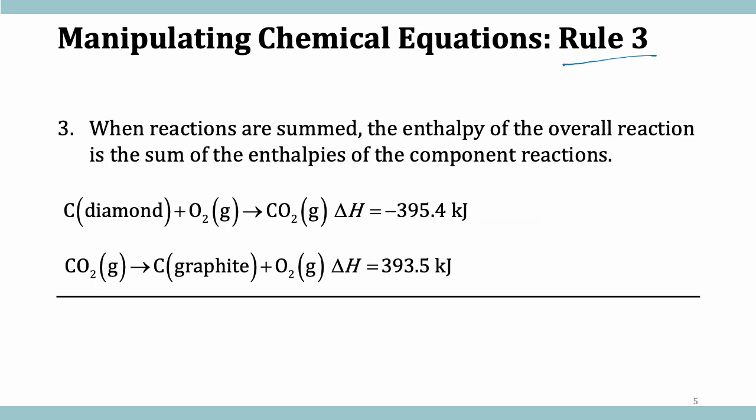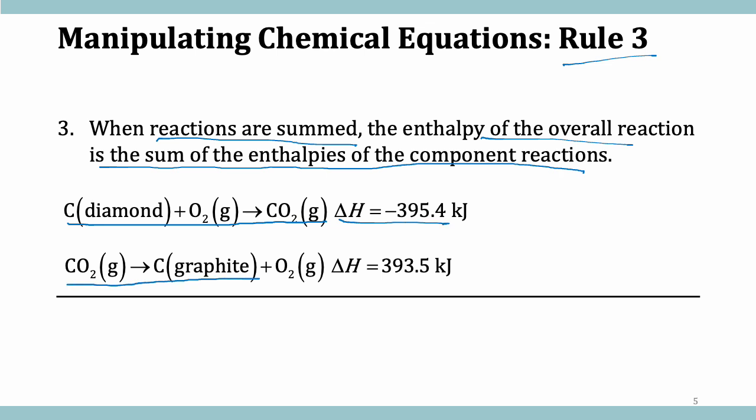The last rule, the third rule, is when reactions are summed together, the enthalpy of the overall reaction is the sum of the enthalpies of its component reactions. For example, the first reaction, carbon plus oxygen gives me CO2, delta H is this. The second is CO2 gives us carbon and oxygen, delta H is this. Now if I add these two reactions, how do you add reactions? You look at one reactant at a time. Carbon diamond is nowhere else in any other reaction. That's my first reactant. My second reactant is oxygen, which is right here. I also have oxygen in the bottom reaction.